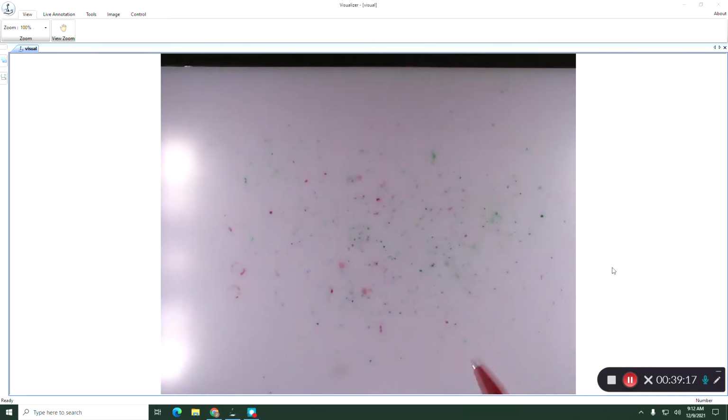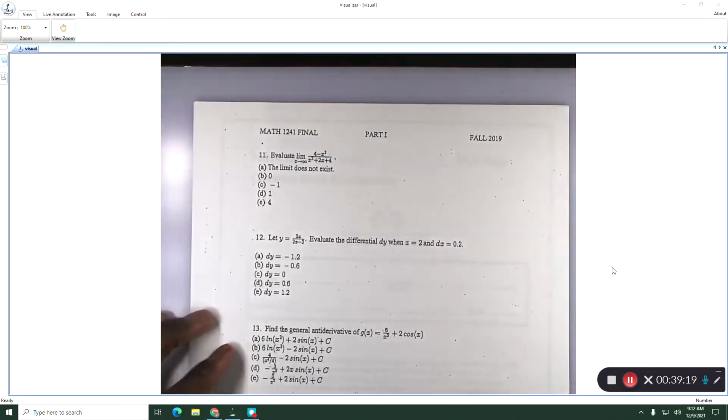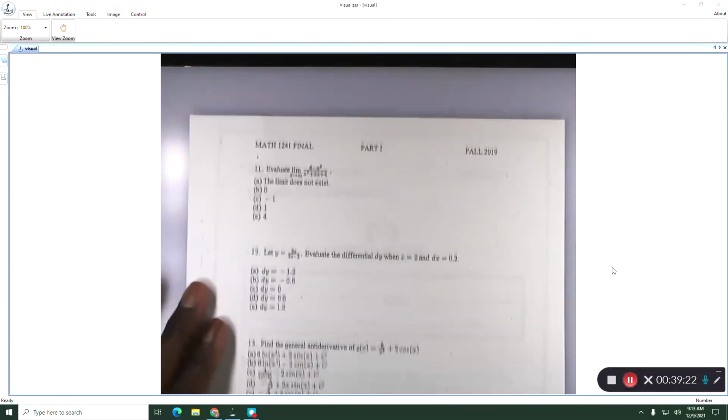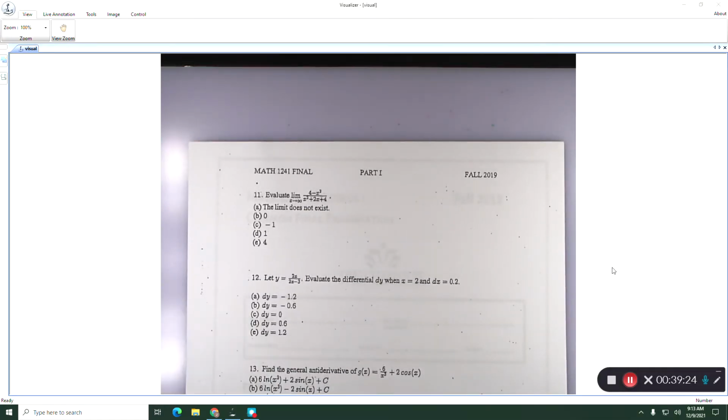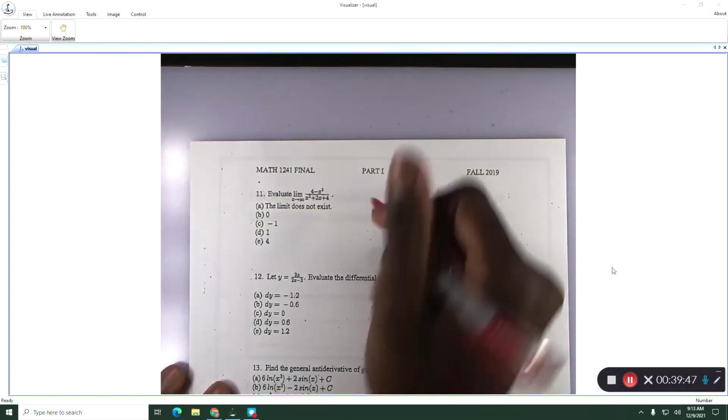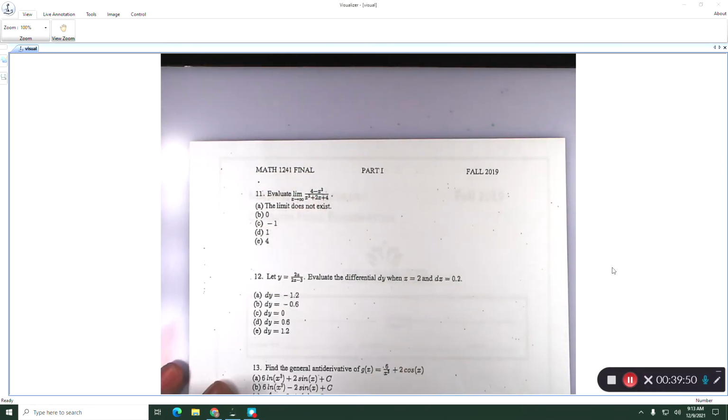Last three questions. So another limit question. It says evaluate the limit as x approaches infinity of 4 minus x squared over x squared plus 2x plus 4. Now, you have two different approaches that you could take. I'm going to do L'Hopital's rule because that's fresh on our mind. The top and the bottom are both differentiable.